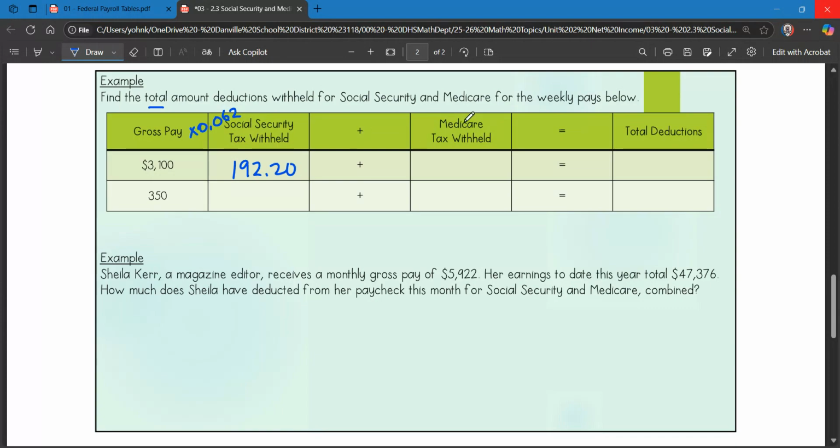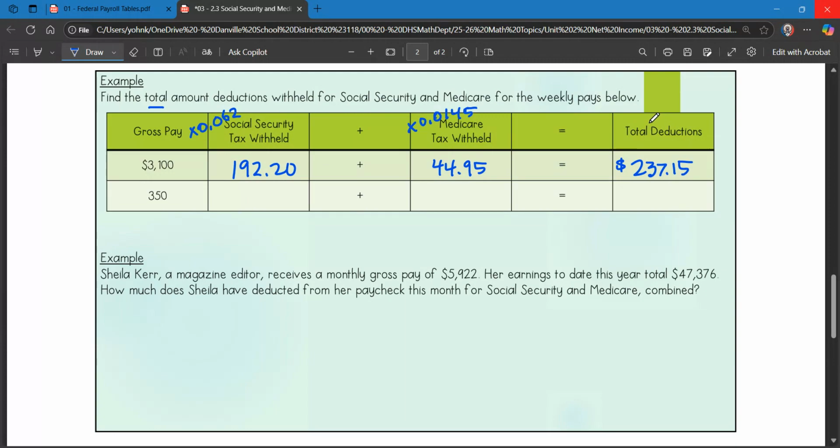$192.20. If I want to find my Medicare tax withheld, I'm going to go back to that $3,100, but this time I'm going to multiply by 0.0145 because Medicare is 1.45%. So if I do 3,100 times 0.0145, I'm going to get $44.95. If I add these two together, my total deductions is $237.15. This is how much is taken out of my weekly paycheck.